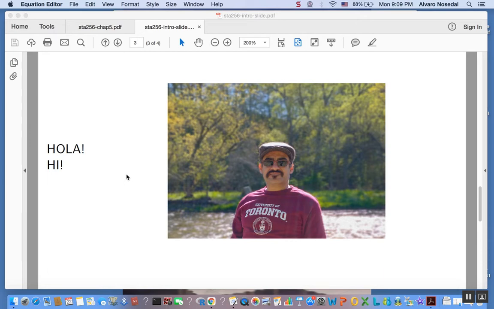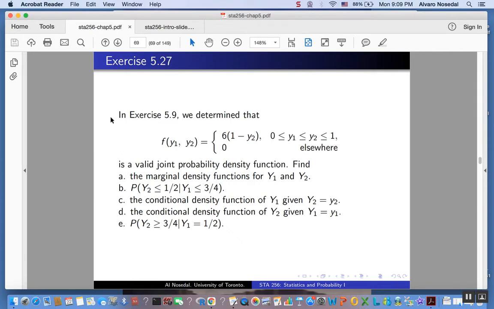Let's get to work. In this video, we are going to apply the definitions of marginal density function and conditional density function. Okay? So the application will be solving a problem from our textbook. Here's a problem I would like to work on with you. It's exercise 5.27 from our textbook.